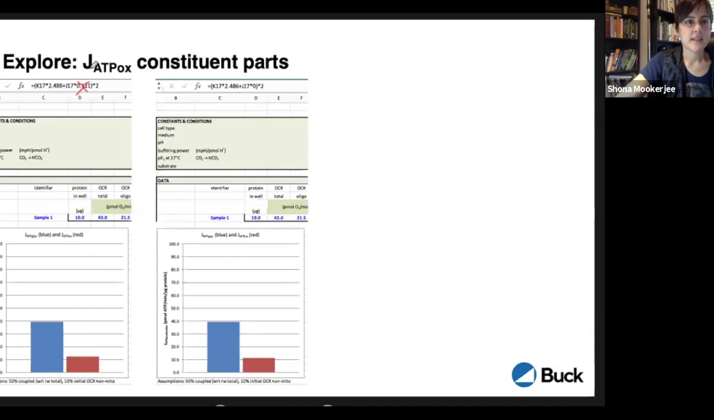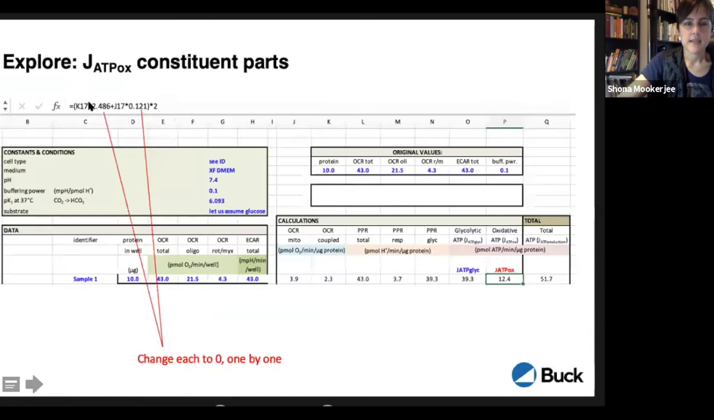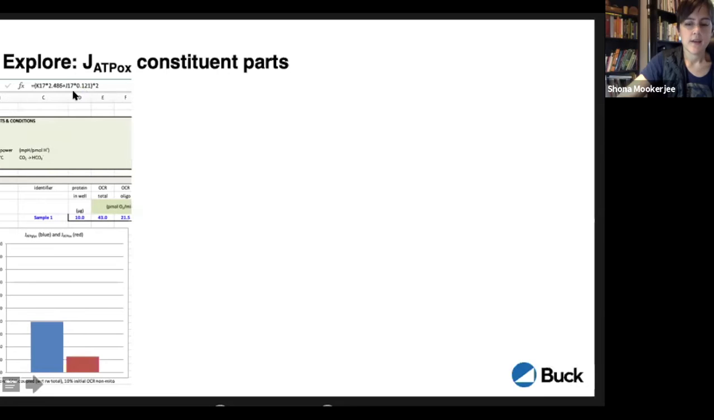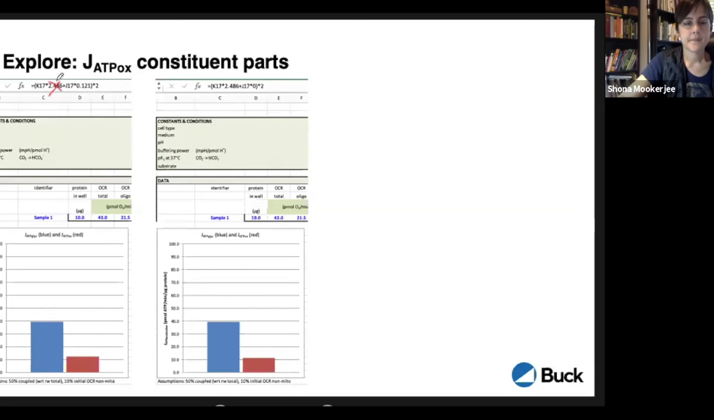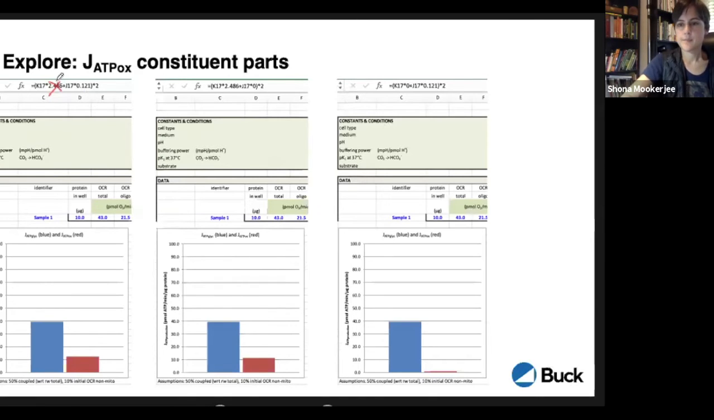Let's do the opposite. Let's replace this with 0.121. So let me go back a second. And then go ahead and eliminate 2.486. Go ahead and make that 0. So when you do that successfully, you should see something like this.